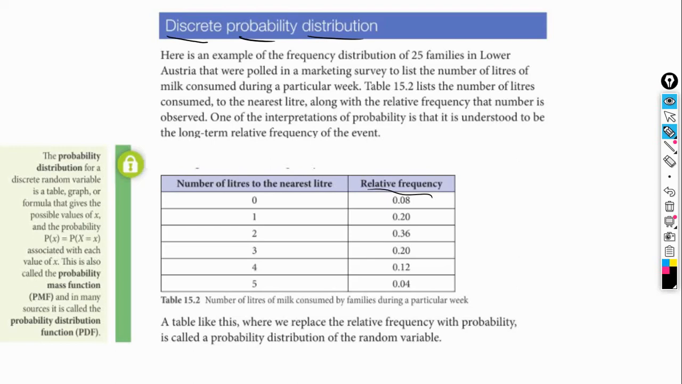Now it is important to notice that the probability distribution for a discrete random variable is a table, graph, or formula that gives the possible values of x and the probability p(x), also written as this, associated with each value of x. This is also called the probability mass function, PMF, and in many sources it is called the probability distribution function, or PDF.